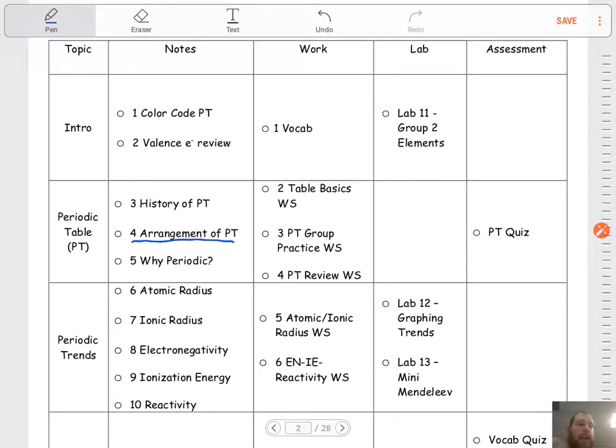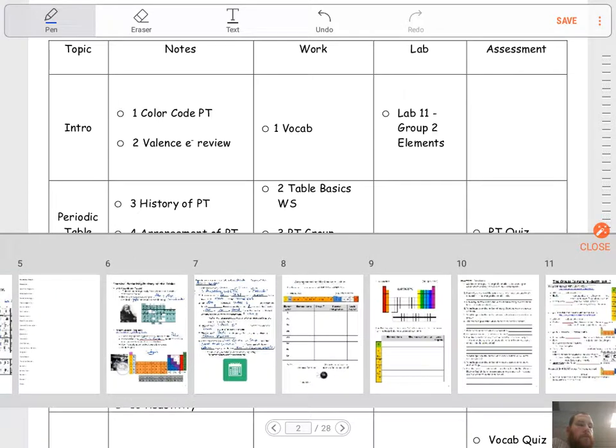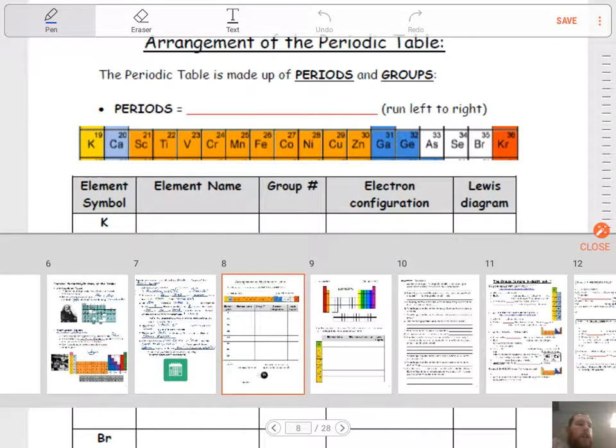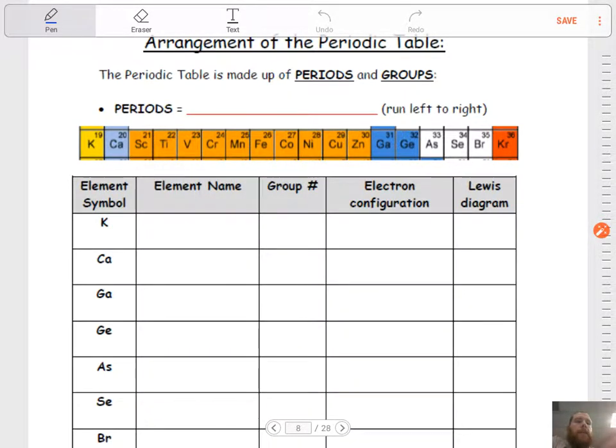We're going to be on page 8 in your notes. And the first piece we're going to talk about are periods. Okay, so the periodic table is made up of periods and groups. You've heard those terms before. You've probably done your vocab at this point, so you have some understanding of those. The periods are the horizontal rows. Okay, so they're running from left to right. So you can see here by this picture.